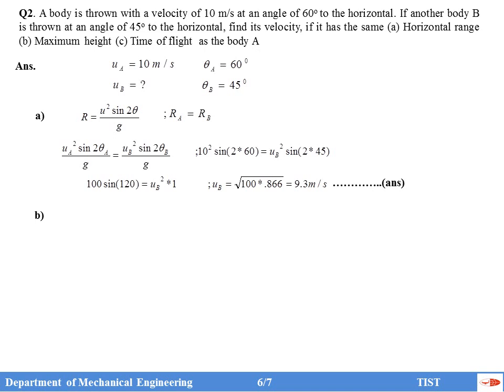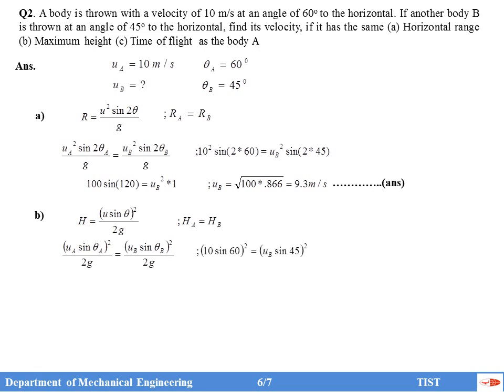Both have same height. What is the equation for height? Height is U sin theta all square divided by 2G. So HA equal to HB, which means UA sin theta A all square divided by 2G equal to UB sin theta B all square divided by 2G. So 2G gets cancelled. You will get 10 sin 60 all square equal to UB sin 45 all square. Again, the square also you can cancel actually. If you don't cancel, we will get the same answer.